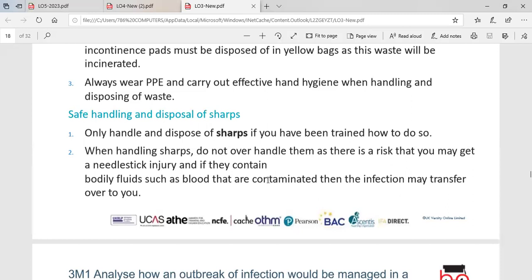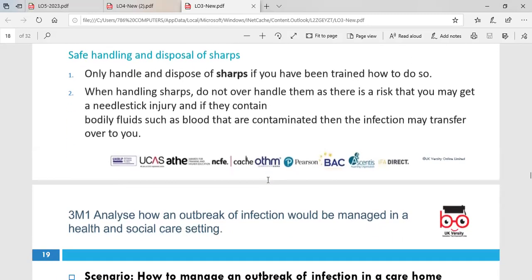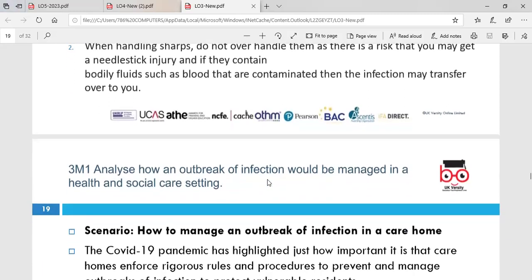Body fluids such as blood that are contaminated, then infection may transfer. So you may have hepatitis because of a needle stick injury. So always make sure to handle them with care.